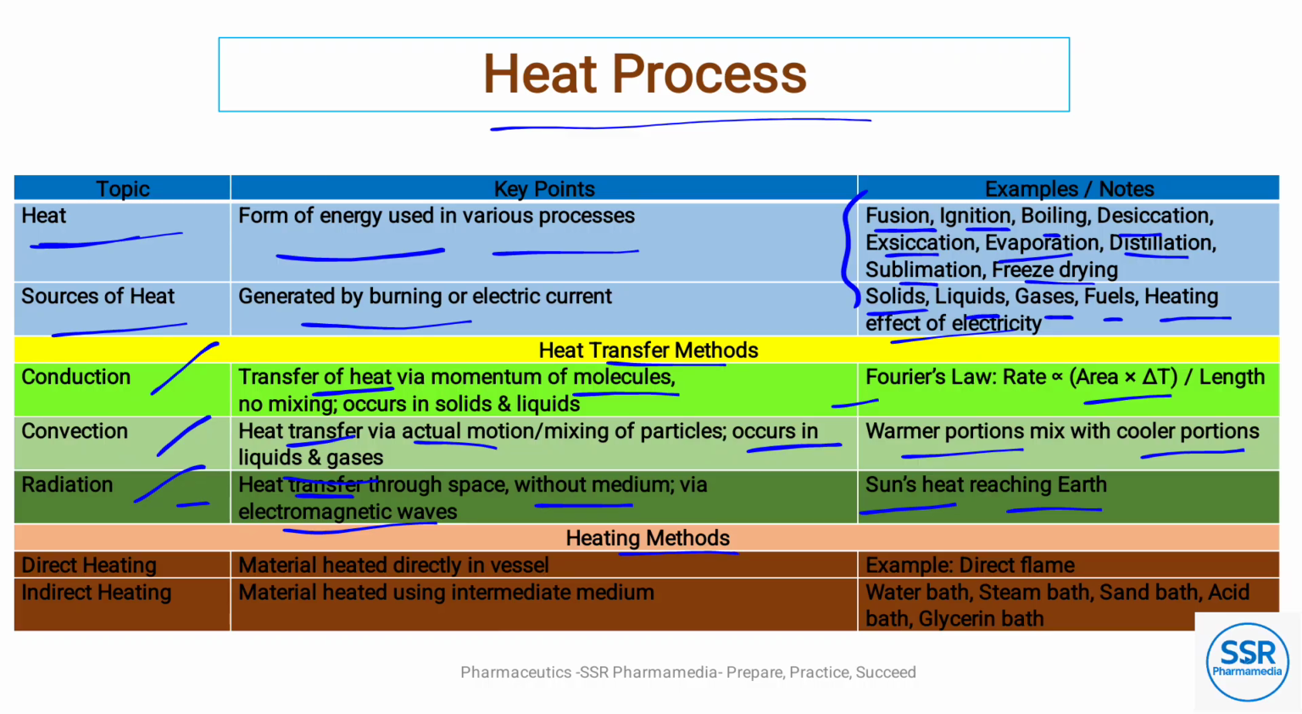So next are the heating methods: direct heating and indirect heating. Direct heating is when the material is heated directly in vessels. For example, using a direct flame. Indirect heating is when the material is heated using an intermediate medium. For example, water bath, steam bath, sand bath, acid bath, glycerin bath.